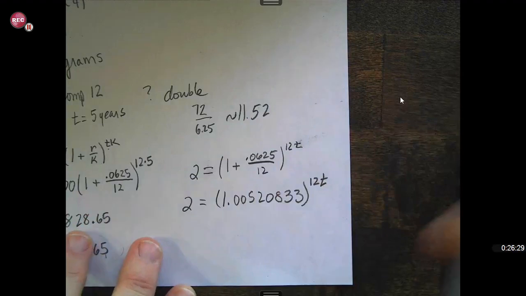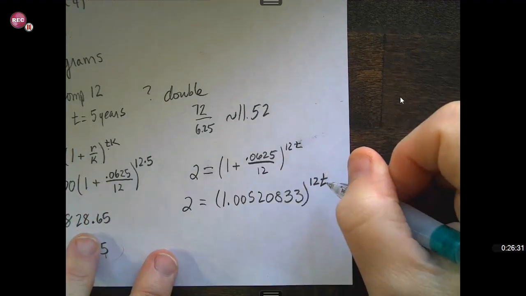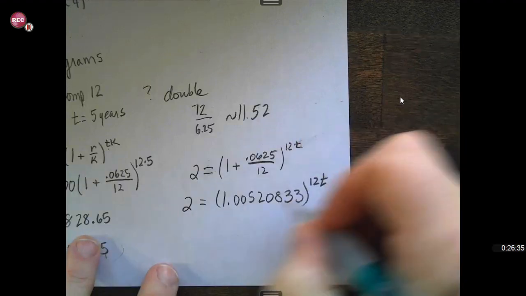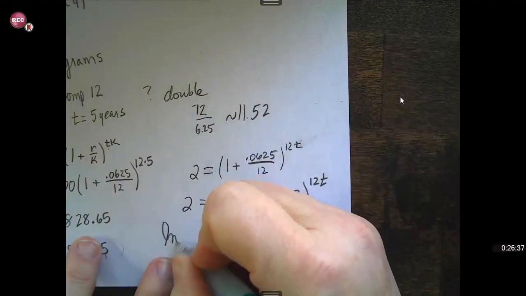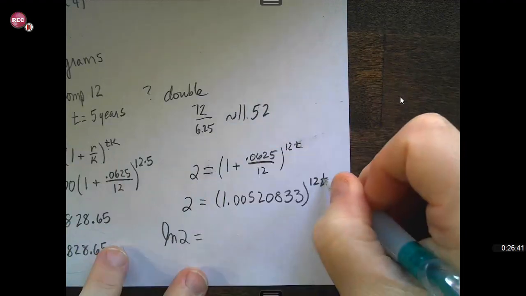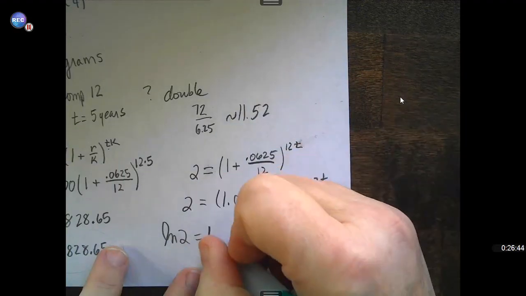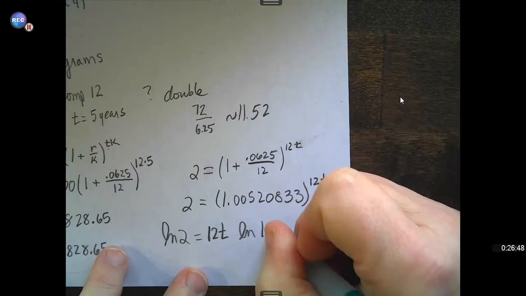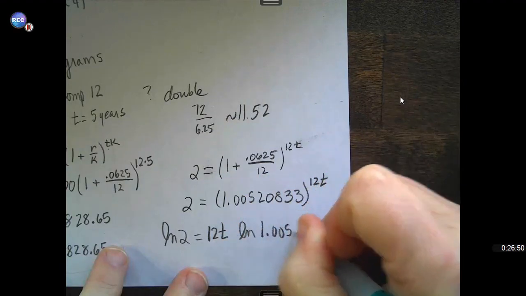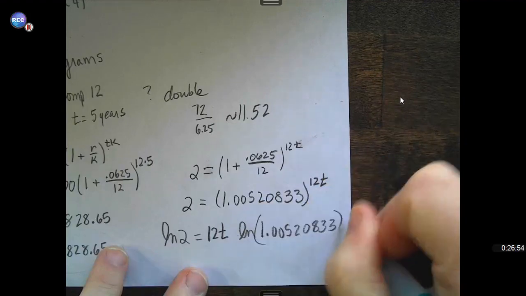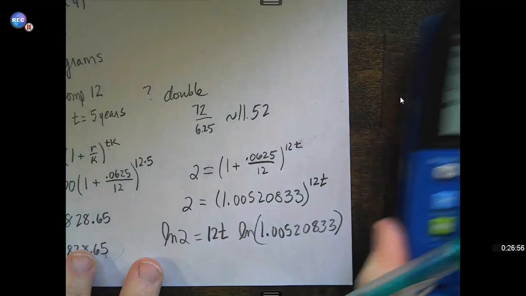And then what we learned with the natural log is that we can use the natural log to solve this. So we take the natural log of both sides, the natural log of 2, the natural log. When I take the natural log here, I'm pulling this exponent down front. It's going to be 12t times the natural log of this stuff, 1.0052083. And then I solve that for t.